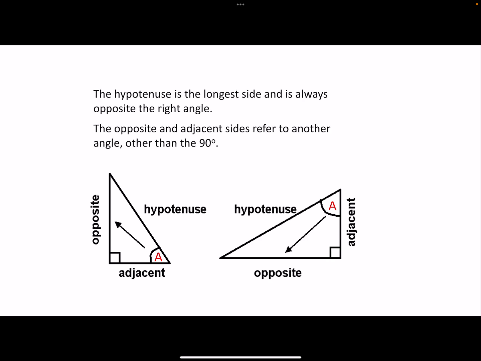The hypotenuse is always going to be the longest side, and it's always going to be opposite the right angle. We know this, we've said this a million times. And the opposite and adjacent sides refer to another angle other than 90 degrees. So when we're dealing with an opposite or adjacent, we're not talking about the opposite and adjacent sides of a 90-degree angle. We're talking about it in terms of theta. So one of these two other angles, okay? One of these two other angles besides the 90.